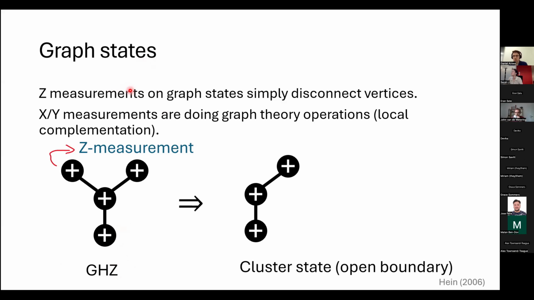Now, measurements on graph states were studied. So this is the important part. X and Y measurements are well known to do some graph theory operations.